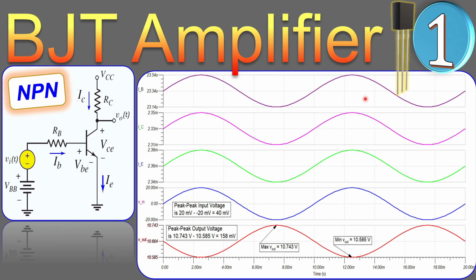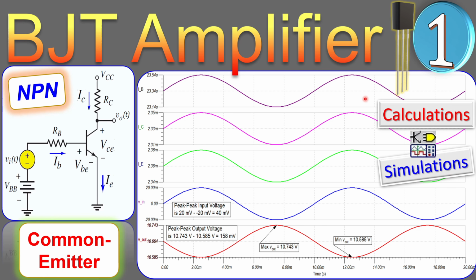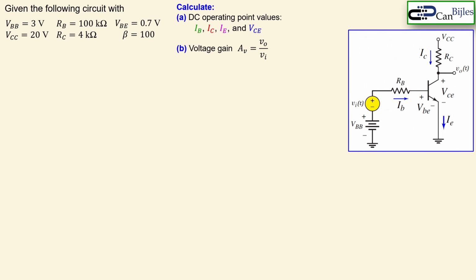In this case we will look at the NPN transistor type, and this will also be called a common emitter amplifier. Of course we will work out everything in the calculation step by step and also verify our calculations in SPICE simulations. So let's look at an example.